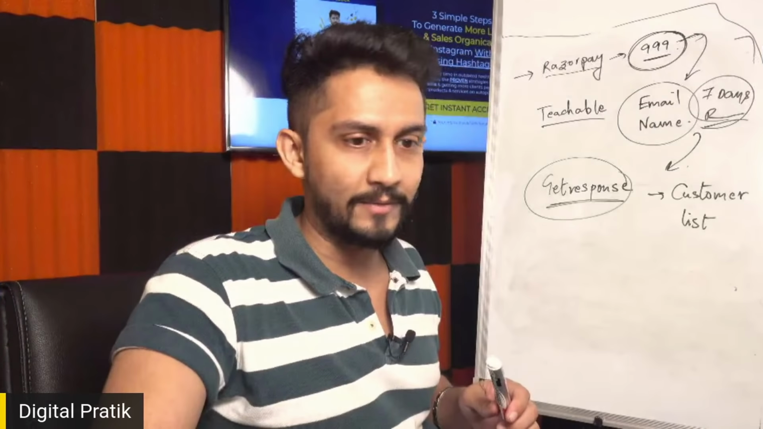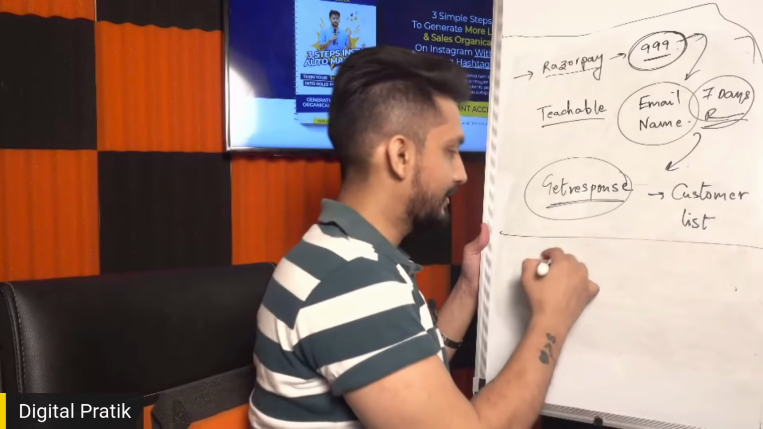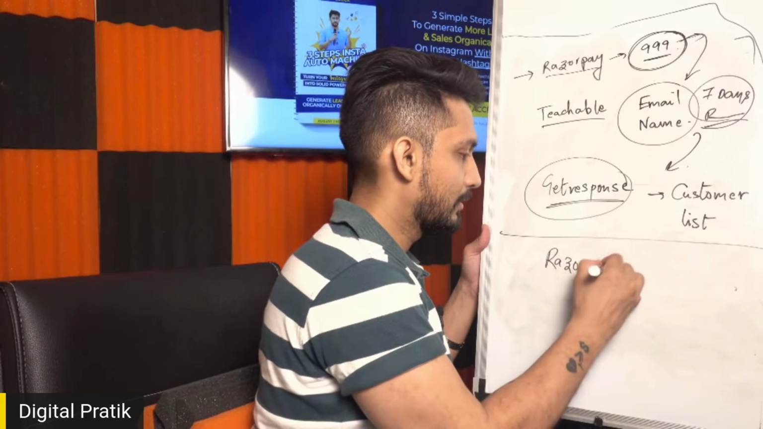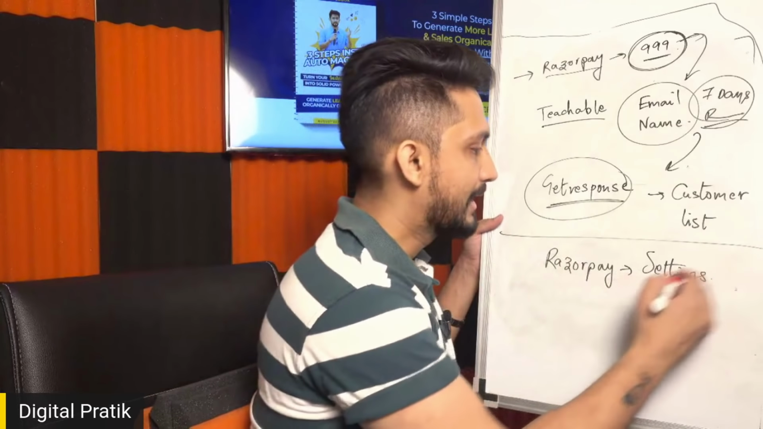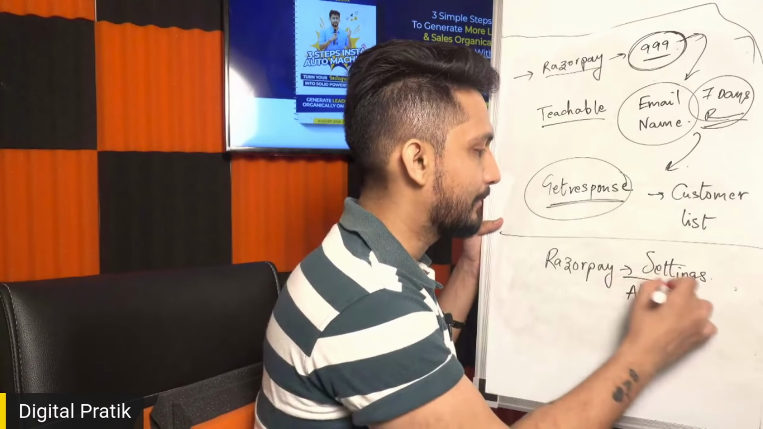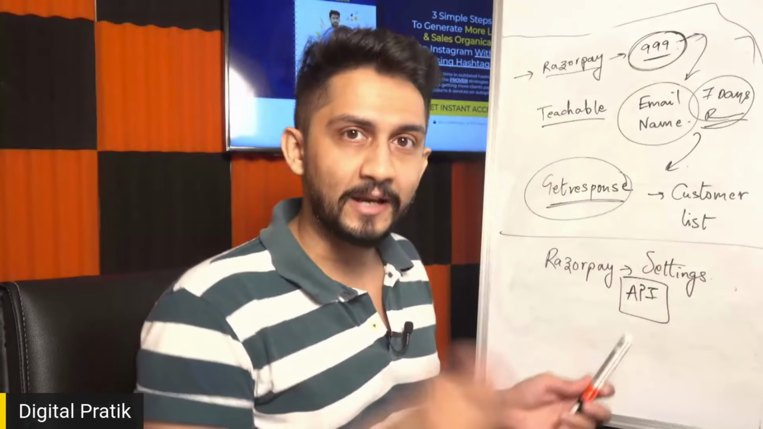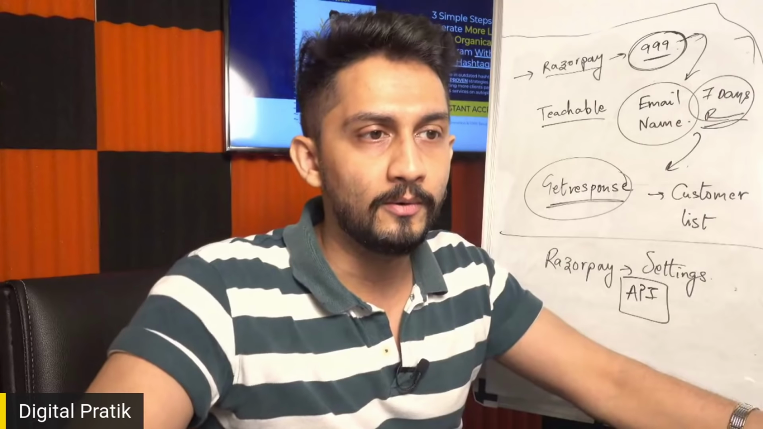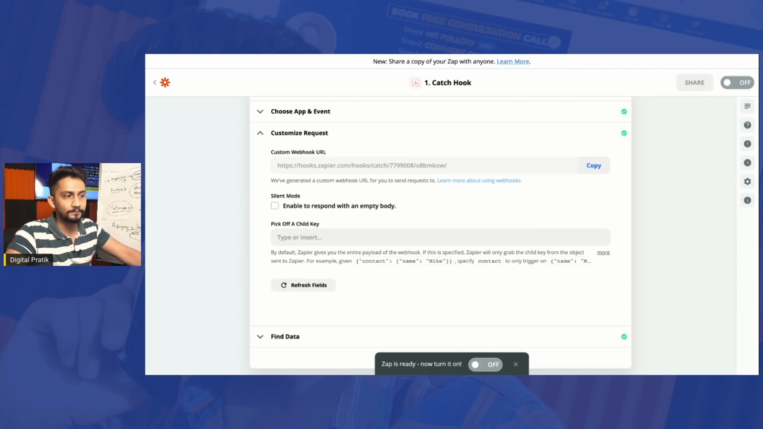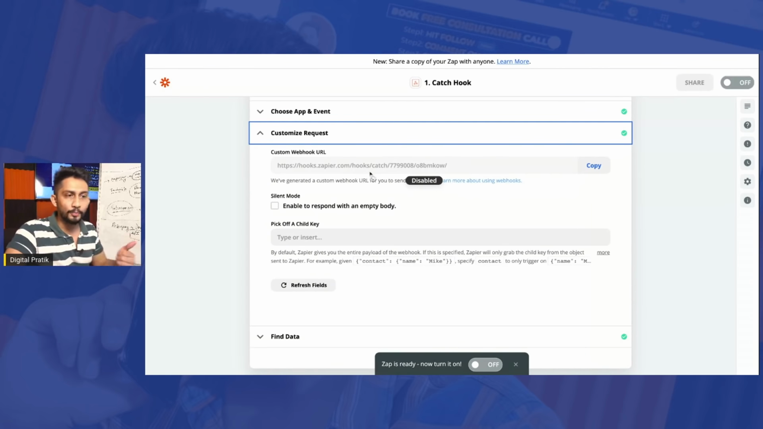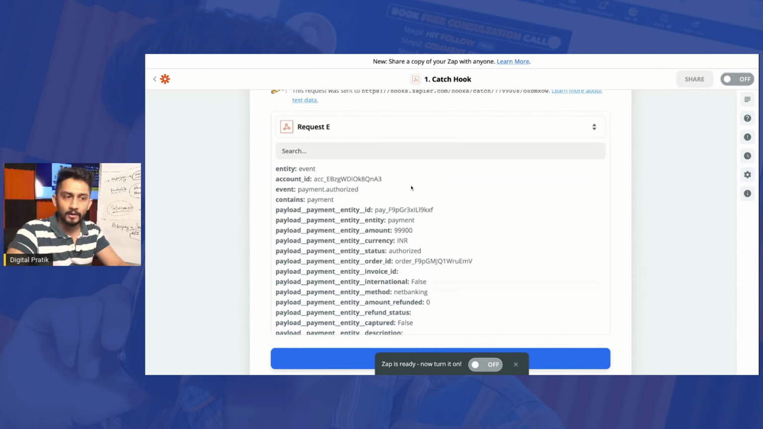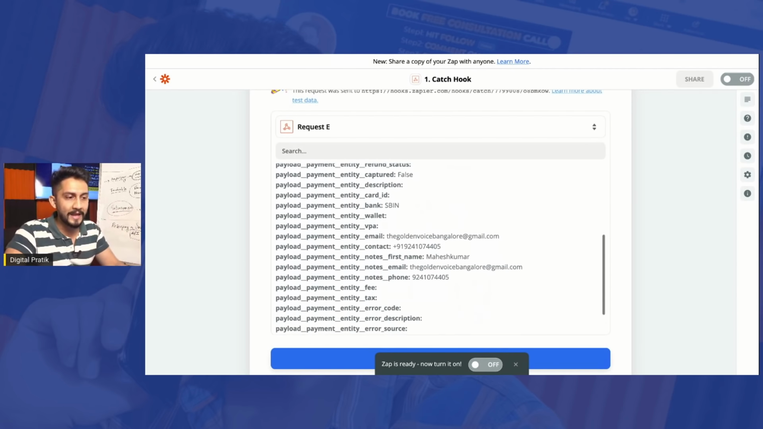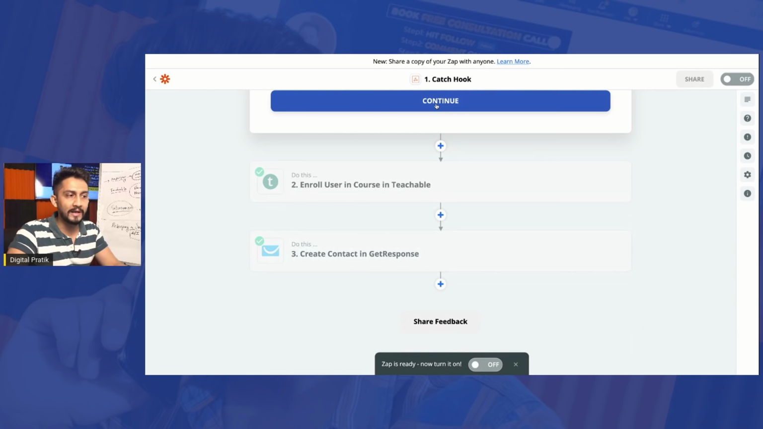Let me share my whiteboard once again. If you want this to happen, then in Razorpay you go to settings. I cannot show you because that is a private API. In Settings there would be something known as API. In that section you have to paste this particular code, which is being shown on the screen right over here, the webhook URL. Then you have to find the data, so try to test that by making a fake payment on your payment page. Once that happens, you will get some data, and that's where you can click on continue.